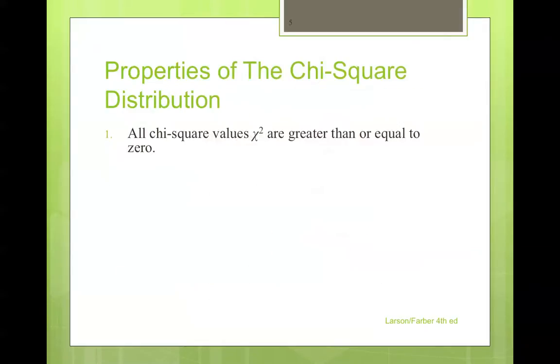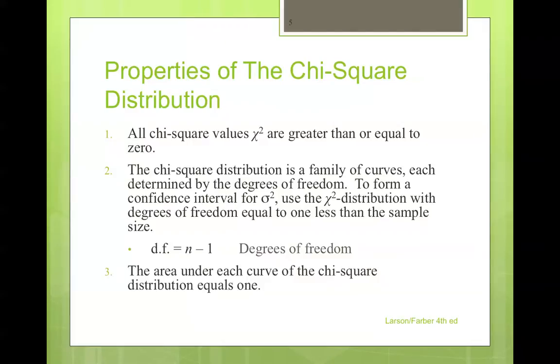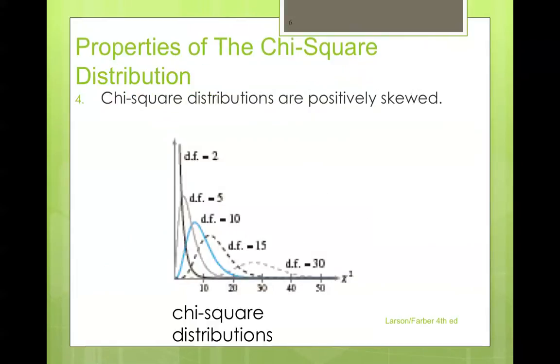So properties of the chi-squared distribution. All chi-squared values are greater than or equal to 0. The chi-squared distribution is a family of curves, similar to what we covered in the t-distribution. To form a confidence interval for sigma squared, use the chi-squared distribution with degrees of freedom equal to 1 less than the sample size. So that remains the same as the t-distribution. The area under the curve of the chi-squared distribution equals 1, as well as the other distributions we have talked about. And the chi-squared distributions are positively skewed.